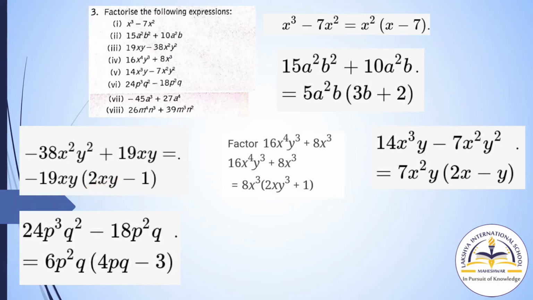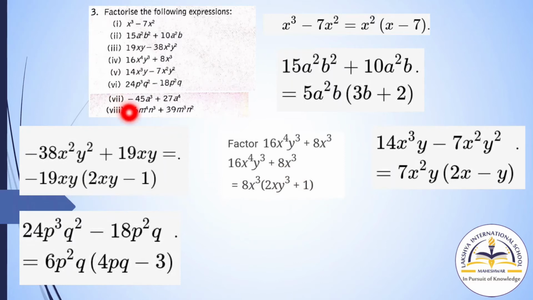Now question number 4, 16x to the power 4 y to the power 3 plus 8x cube. Here again take the common, that is x to the power cube and 8, because 16 is a multiple of 8. So 2x y cube plus 1, this will come into the bracket. Now in the same manner you have to solve this question.